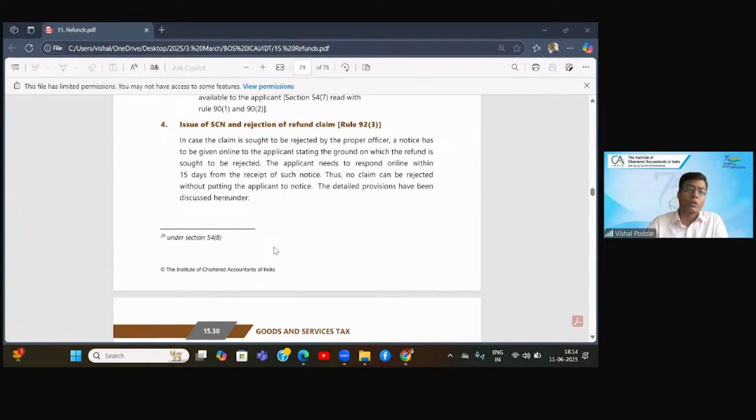Then one more procedural point is, before they reject the refund, if they have any questions or doubts, they may even issue a show cause notice asking you to justify. If you justify properly, your refund claim will be passed. Otherwise, they can reject it.